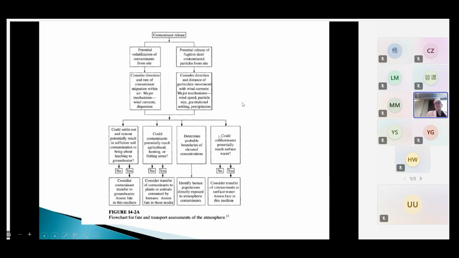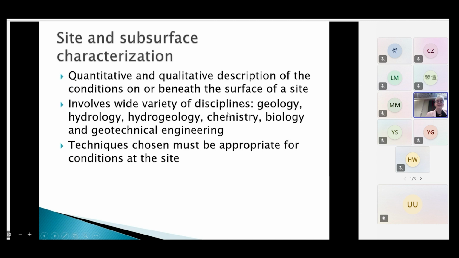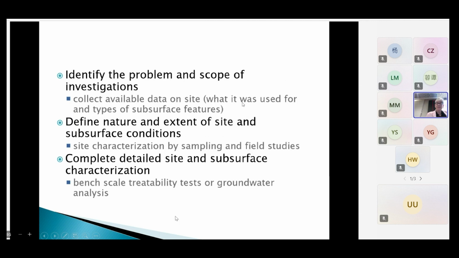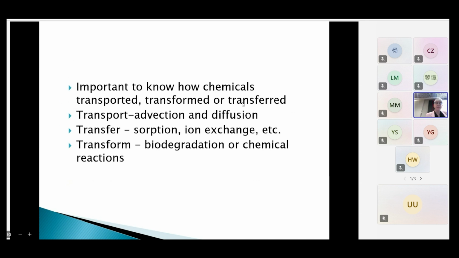So from the atmosphere, very complicated. I'm not going to go through all of this. Maybe I'll go through the one for the soil a little bit. Oops, no, I don't have it here. Okay, I thought I had it here. Oh, I'll look for it here.